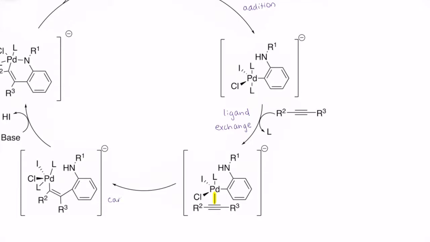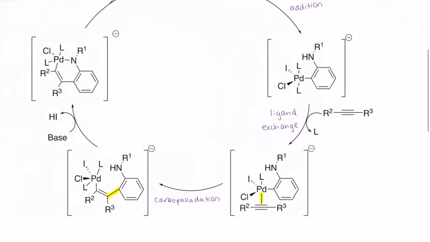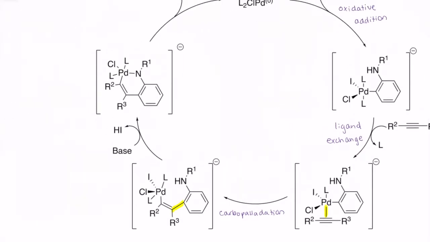The next step is a carbopalladation, and this forms a bond with one of the carbons from the alkyne and the benzene ring, which is seen in the final product. In this step, we also see how sterics play a role in this reaction, with the smaller R3 group being bonded to the benzene ring, and the larger R2 group being bonded to the palladium.